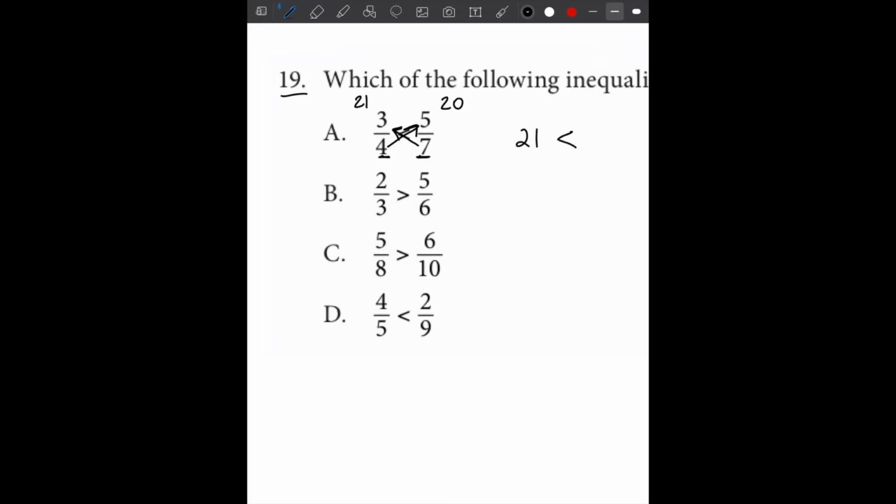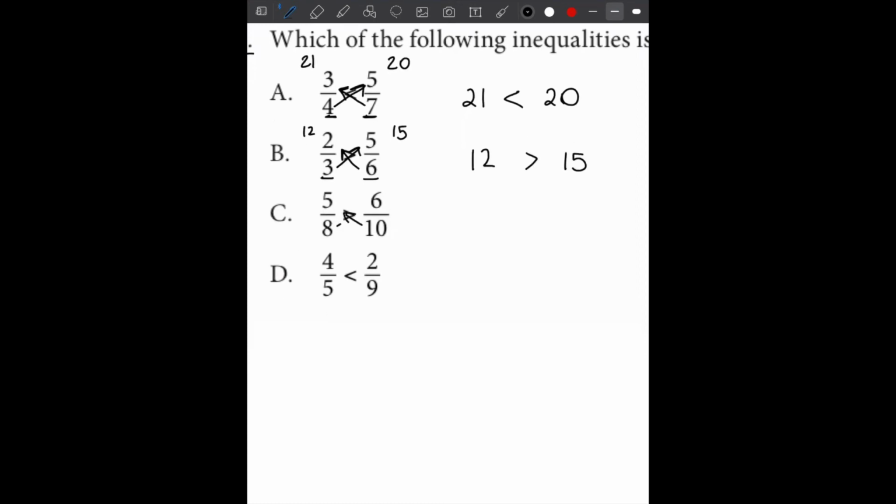Over here, we're going to rewrite 21. We're going to keep the inequality sign, and we're going to write 20. So we're going to do this for B, C, and D as well. Starting here and going up, we have 15 and 12. So we have 12, 15. Here we have 48 and 50. So 50, 48. The last one, we have 10 and 36, 36, 10.